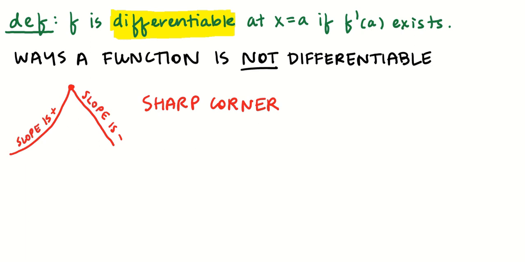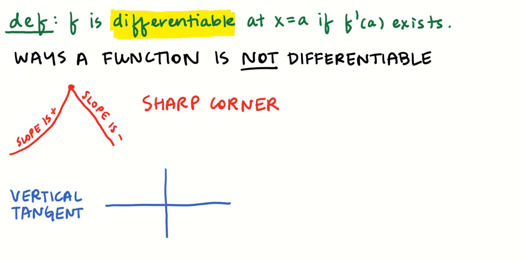Next, we could have that limit not existing because it was going to infinity. And that's going to be a vertical tangent. And that doesn't happen super often, but one example of a place that it does happen is y equals the cube root of x.